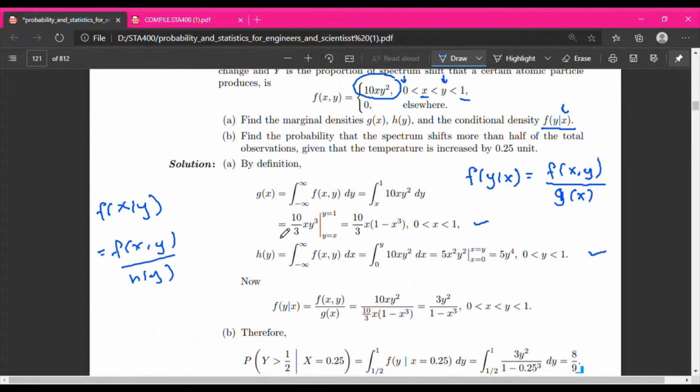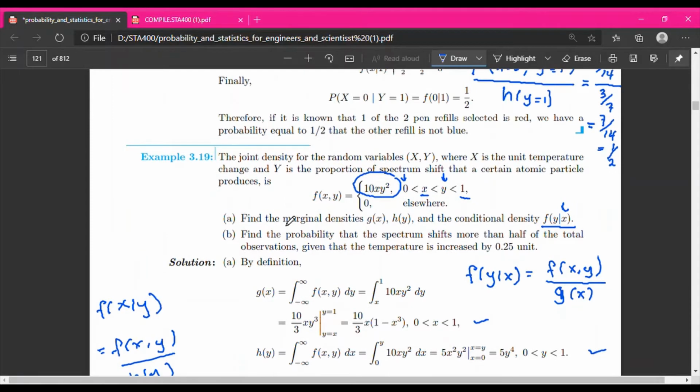Okay, soalan yang kedua. Find the probability that the spectrum shift more than half. Okay, so kita baca sikit ni tadi pasal apa. The joint density of the random variable xy, where x adalah the unit temperature change and y adalah proportion of the spectrum shift that a certain atomic particle produce. Find the probability that the spectrum shift more than half of the total observation, given that the spectrum shift adalah y. Okay, y more than half.